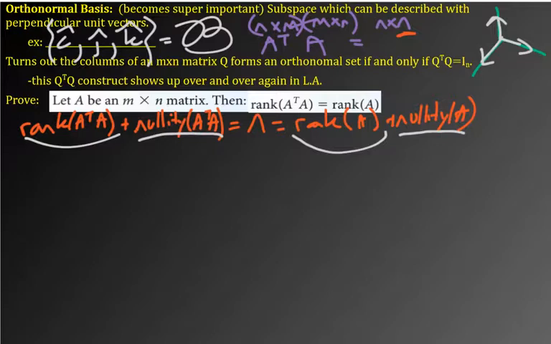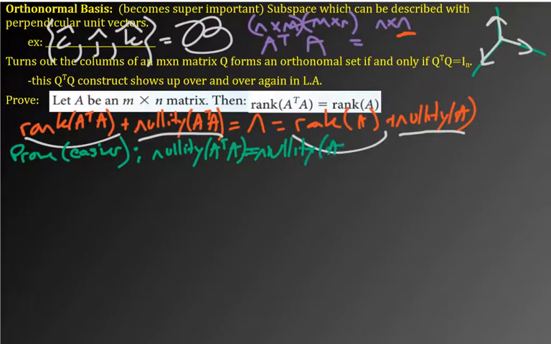Inside of this problem, we're actually going to prove the easier problem, that the nullity of AᵀA is equal to the nullity of A. These are sets, and we know that when we prove sets are equal, we have to prove both containments. So I'm going to start off, and I'm going to let x, some arbitrary vector, be in the null space of A.